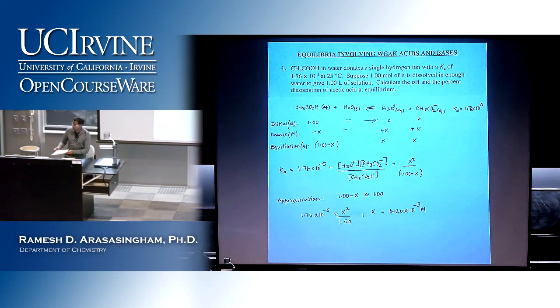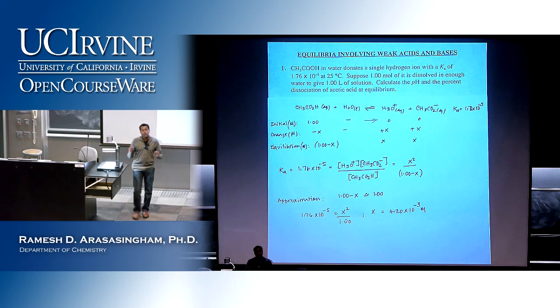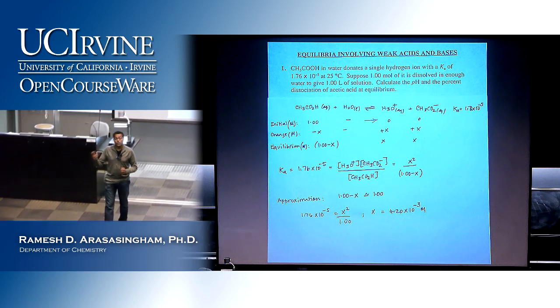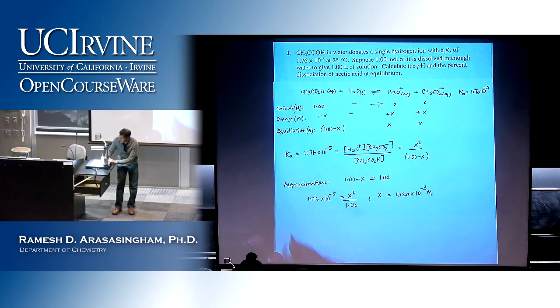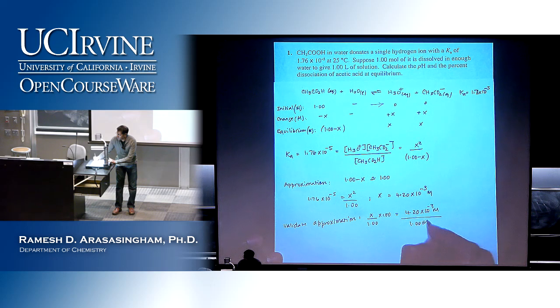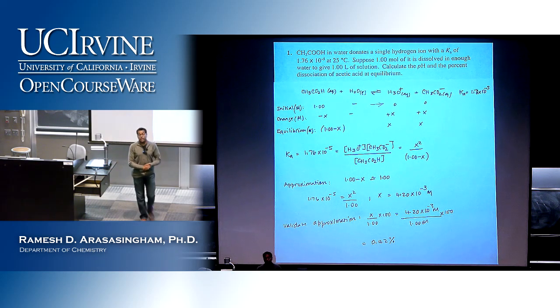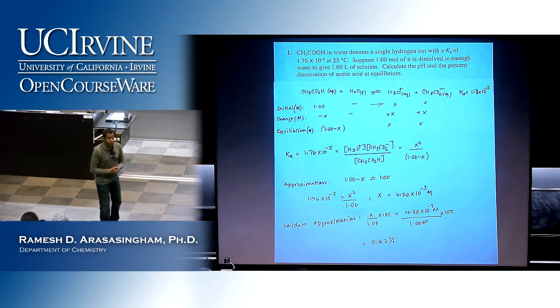Once you know that, what do I need to do next? You have to validate. Remember, if you make an approximation, you have to check whether your approximation is validated. So validate the approximation. Our approximation is that x is really small compared to 1, which is 4.2 times 10 to the negative 3 molar divided by 1 molar times 100, which gives me 0.42%. So that falls well below our threshold, and what this means is that we can make this approximation.